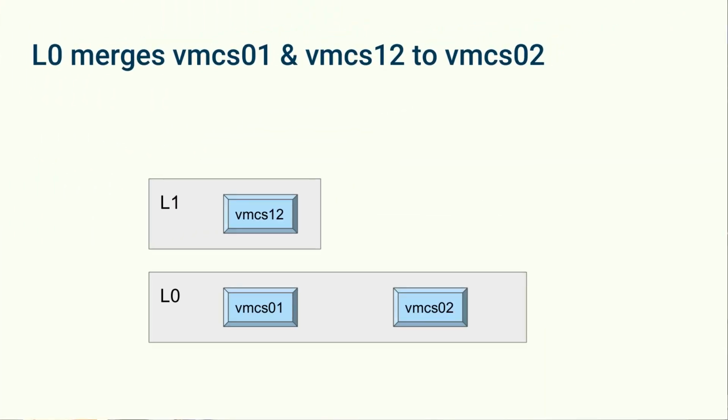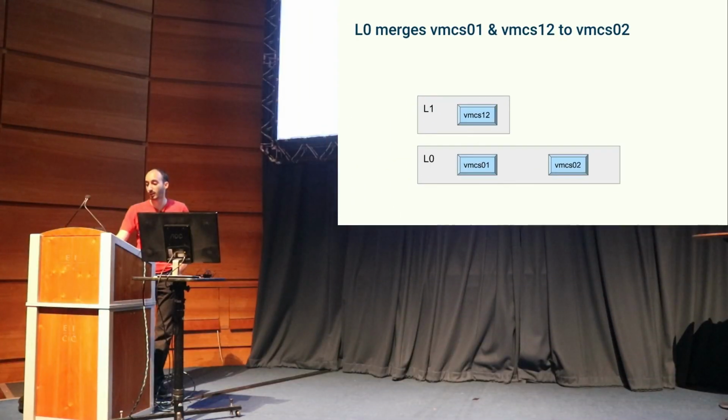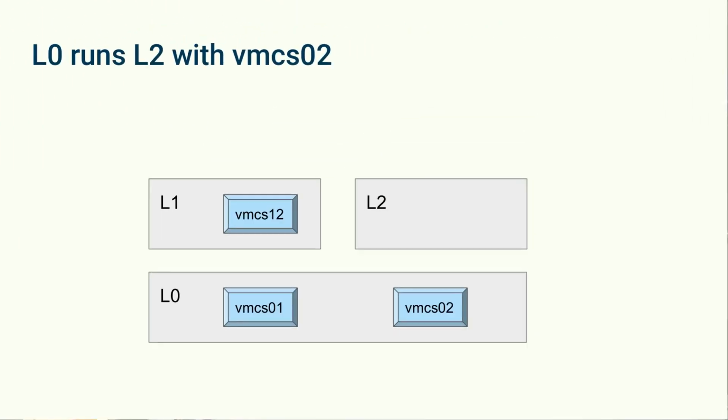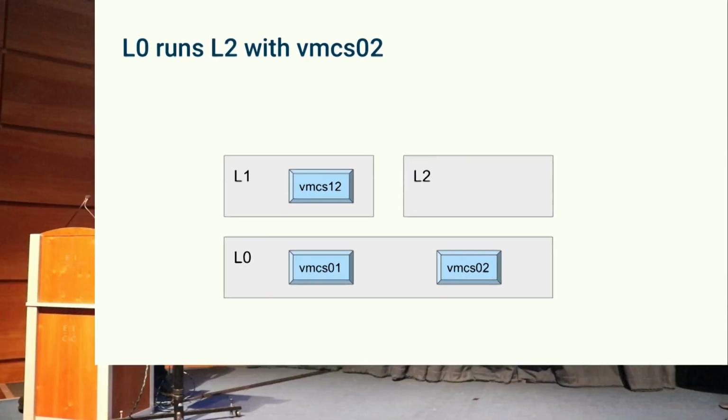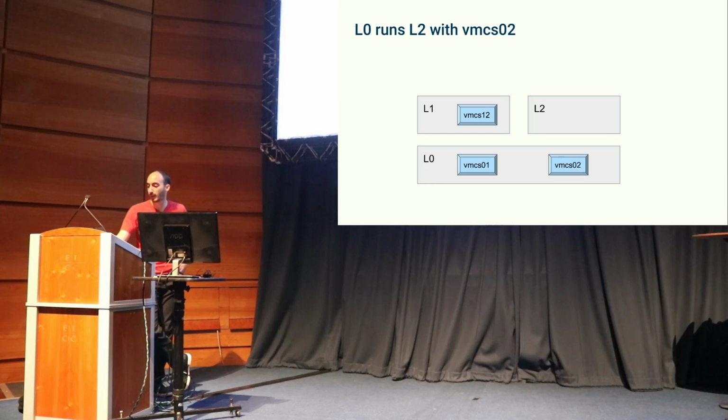What layer 0 will basically do is run the layer 2 guest on behalf of layer 1. The way that it will do that is by creating a third VMCS called VMCS 02. And it will basically be the logical merge of the constraints written in both VMCS 01 and VMCS 12. After layer 0 has created this VMCS, it will directly run the layer 2 guest on behalf of layer 1. And at some point, this layer 2 guest will trap to the layer 0 hypervisor again.